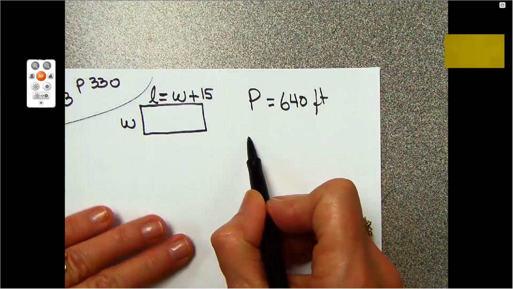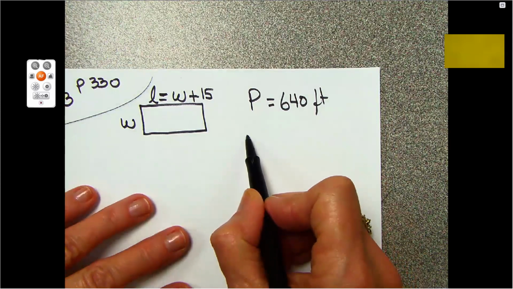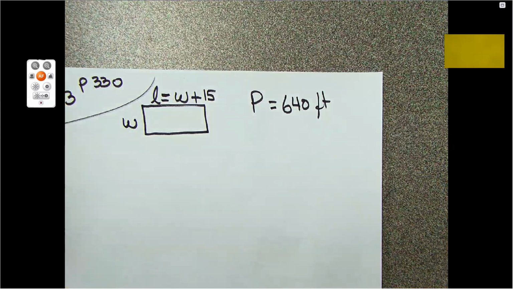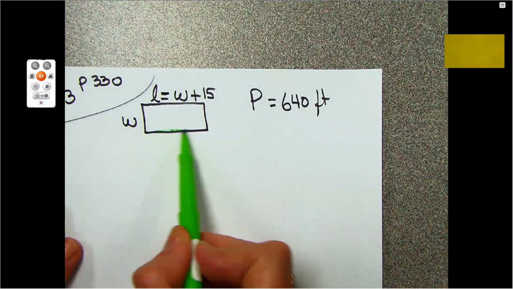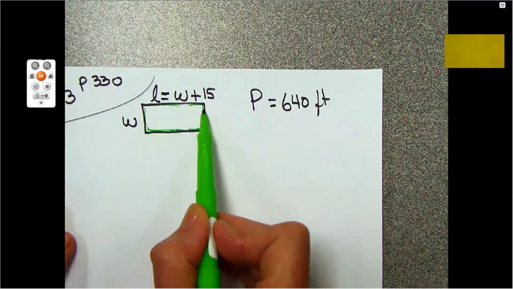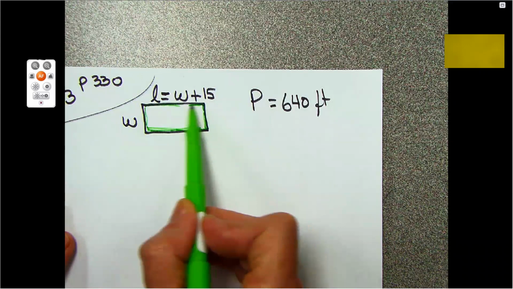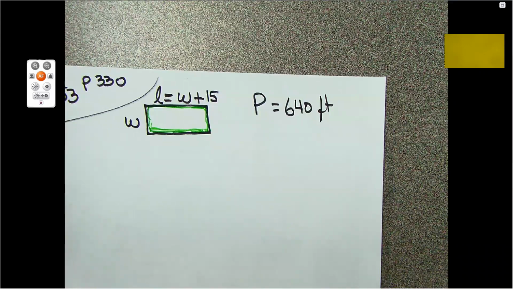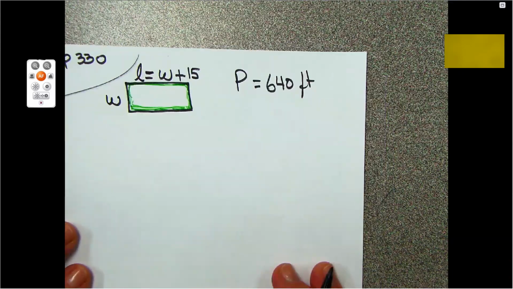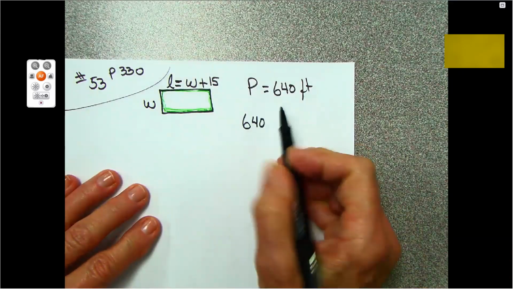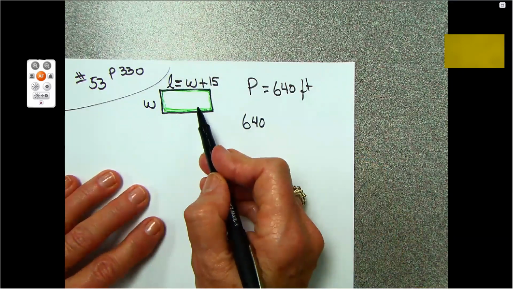How do we solve perimeter? Perimeter is the distance all the way around. Like if we want to walk around the garden, or if you want to put a fence around the backyard so the rabbits don't get in. The perimeter is the distance all the way around, right? Just recall, I guess, remember that. So 640 feet, our distance, is the distance all the way around.